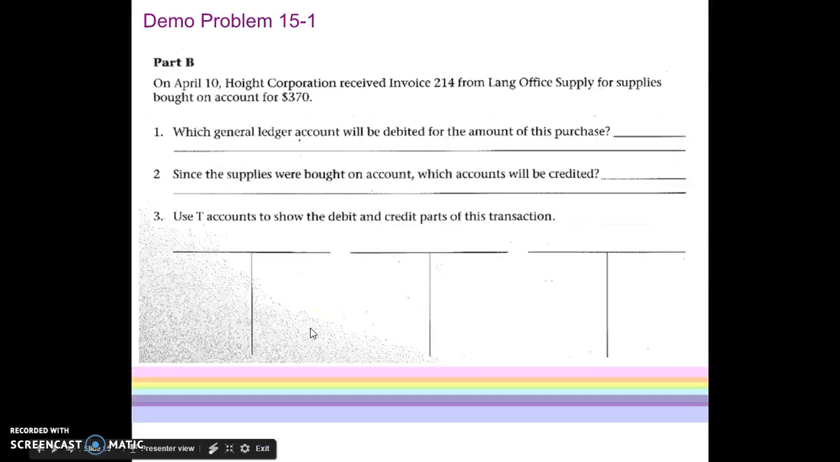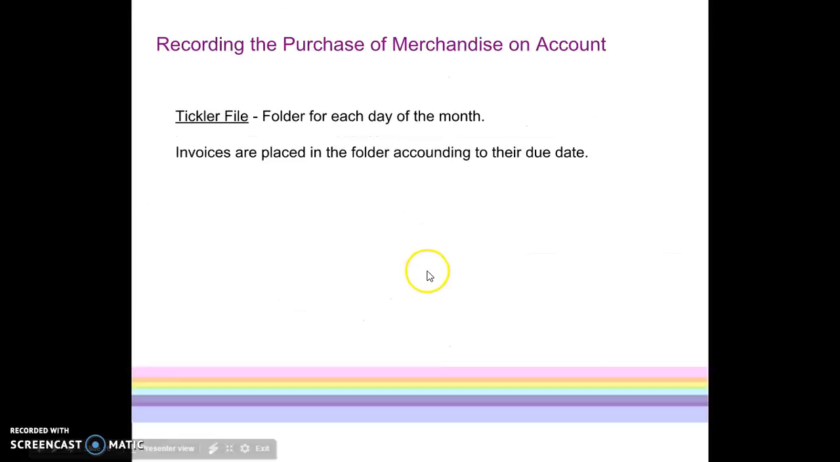Part B. Now, this is one that we will be doing next time that we meet in class. On April 10, Hoyt Corporation received invoice 214 from Lang Office Supply for supplies bought on account. So with this transaction, how is it going to look? First, answer the 2 questions. Which general ledger account will be debited? Since the supplies were bought on account, which accounts will be credited? And then use the T accounts to show the debit and credit parts of this transaction. Give this one an attempt on your own, and then when we get back into class, we will be looking at it again and practicing it together as guided practice.